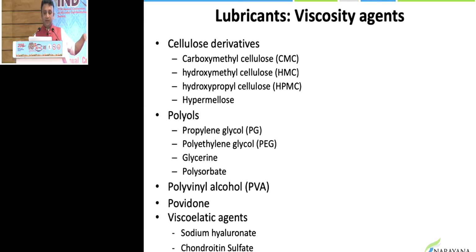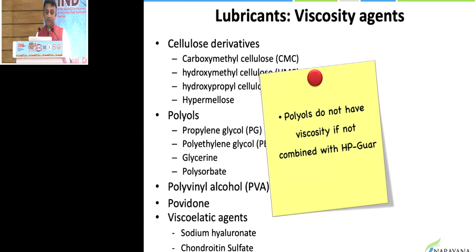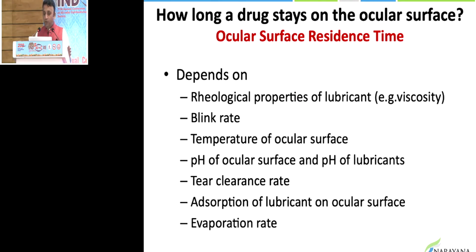So there are multiple viscoelastic agents which we deal with. From our market point of view, when CMC has come under price control, suddenly we start seeing that all the companies are pushing for polyols, all these PVAs, polyethylene glycols, and suddenly every company has those things and they are priced much higher. But interestingly, polyols do not have viscosity themselves, unless they are combined with another agent, like HP guar. HP guar is something which gives the viscosity to polyols. So if you do not have a viscosity agent combined with such a molecule, it's not going to be very viscous. Just because something has come under price control, the profit margin goes down, and the company now wants to push something else, which is possibly not the best thing which you want.